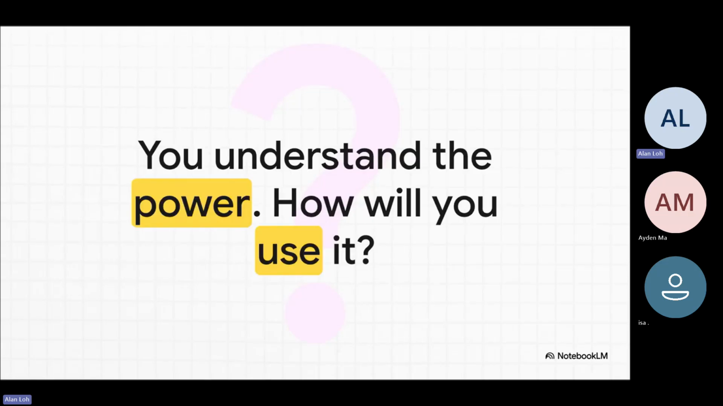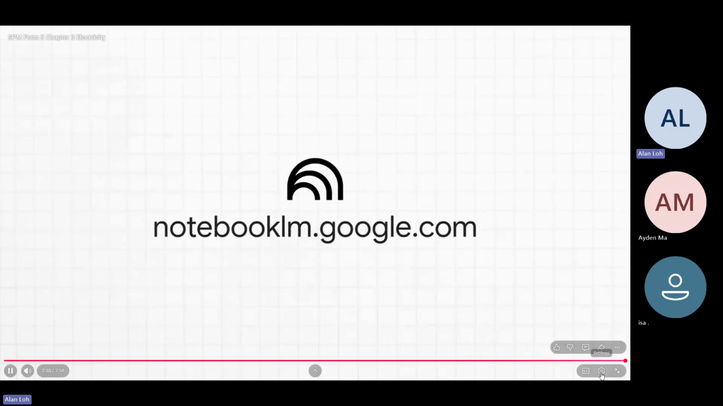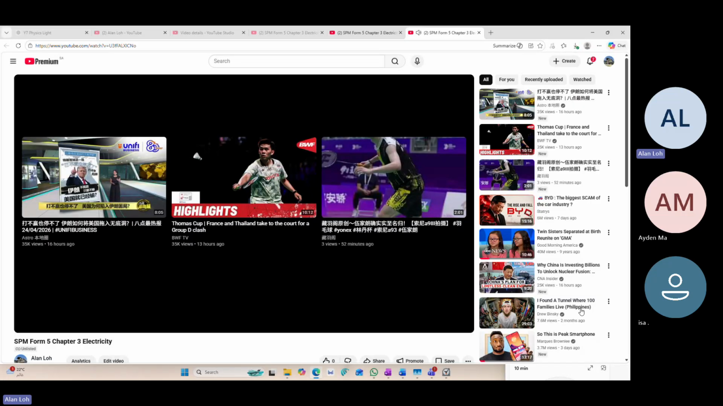We've seen how voltage pushes, current flows, and resistance, well, resistance resists. So the final question is for you. Now that you understand this incredible power a little bit better, how will you choose to use it? All right. How will you choose to use it?